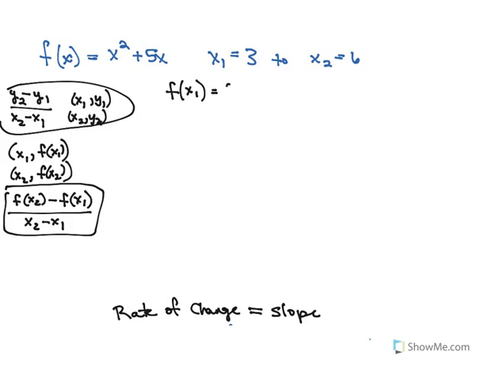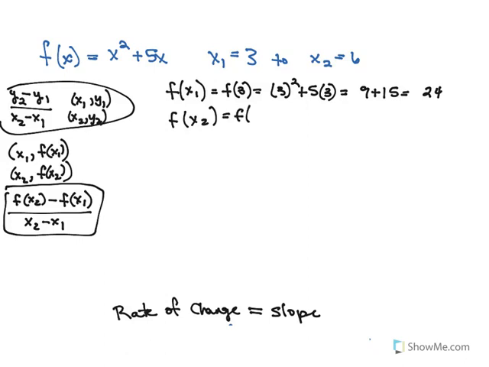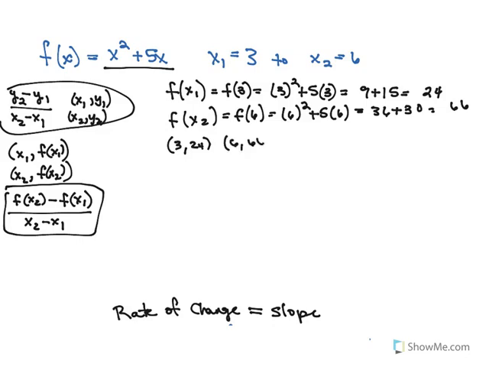So what does that mean? That means that 3 is going to substitute into the function for every x component that I see. So we get 9 plus 15. So we get 24. Then we're going to find f of x2, which means f of 6. So 6 squared plus 5 times 6. So we get 36 plus 30, right? Don't forget, this is our function. So 66. So I have two ordered pairs. I have 3 comma 24, and I have 6 comma 66.